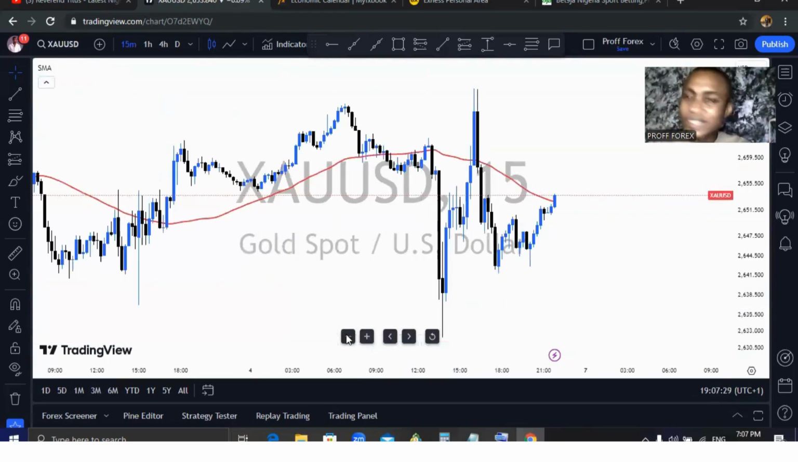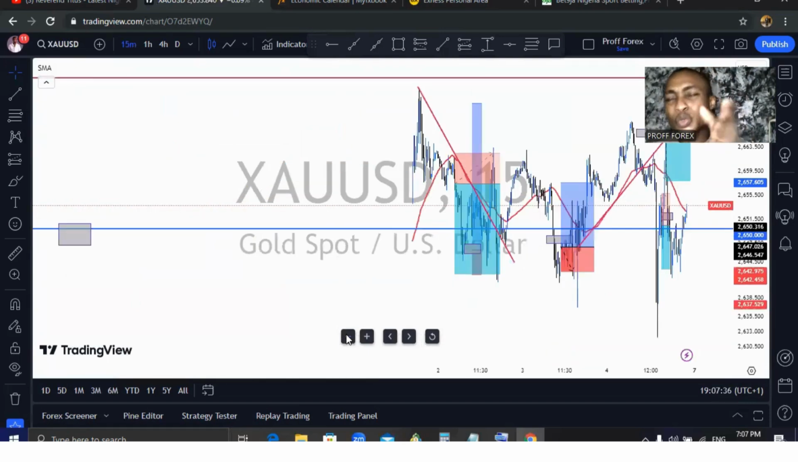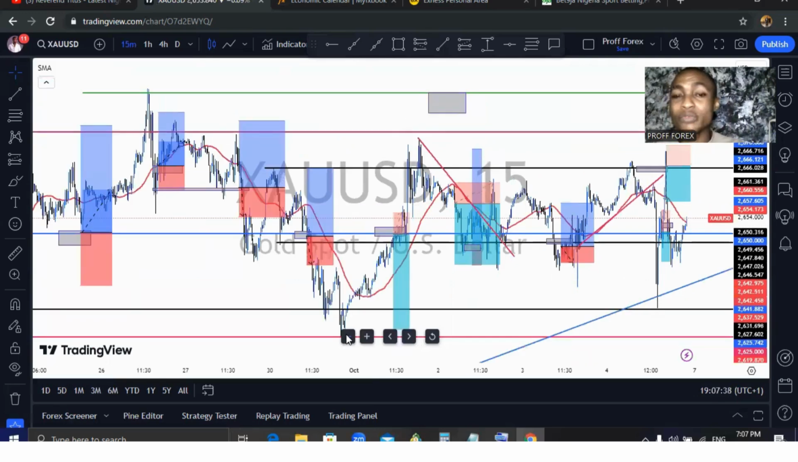We all know that it's still the same thing. Go to the 4 hour time frame, determine your high and low of the week. Go to the 1 hour time frame to gather more confluences. Then you go to the 15 minutes time frame to take your entry.